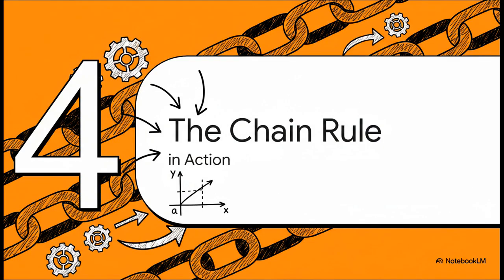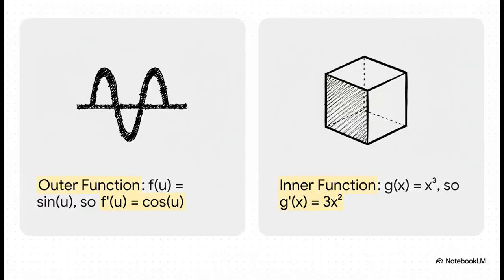All right, enough theory. Let's put this thing to work and finally solve that problem we started with. Okay, let's break it down into its pieces. Our outer function is sine of u, and its derivative is cos of u. Got it. Our inner function is x cubed, and its derivative is 3x squared. Got it. Perfect. We have all our building blocks ready to go.